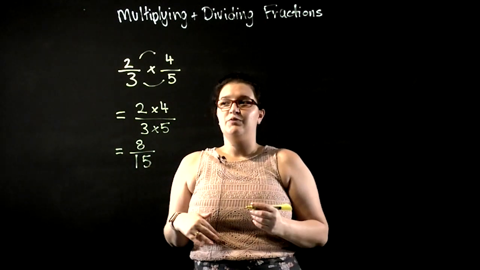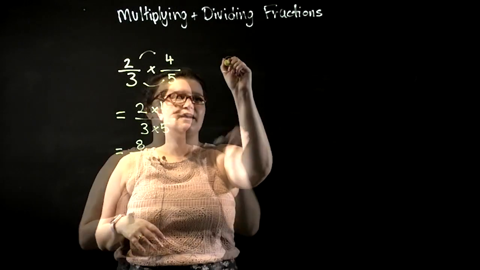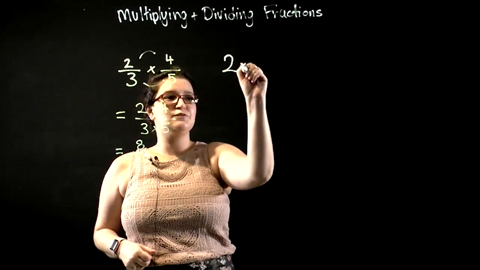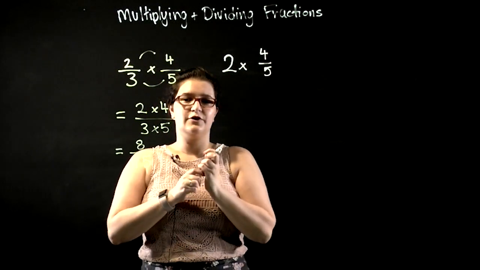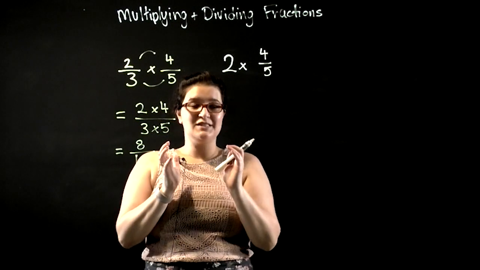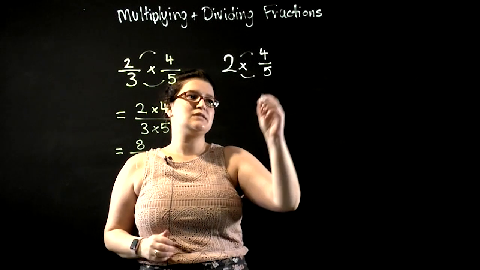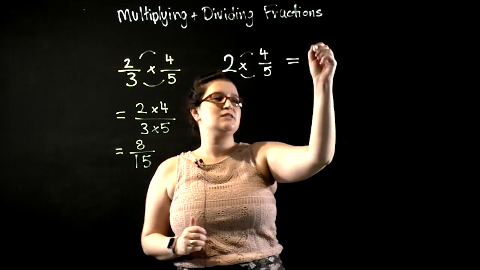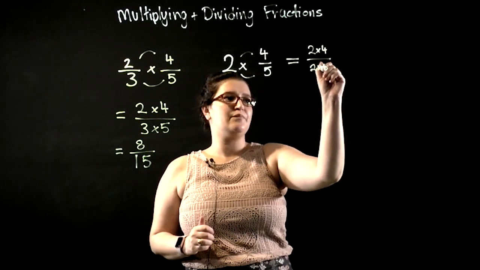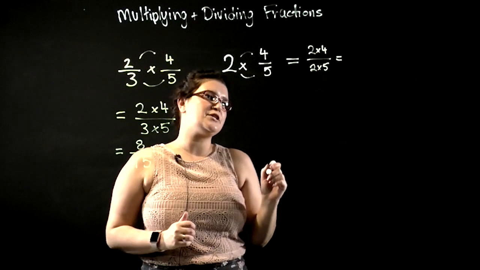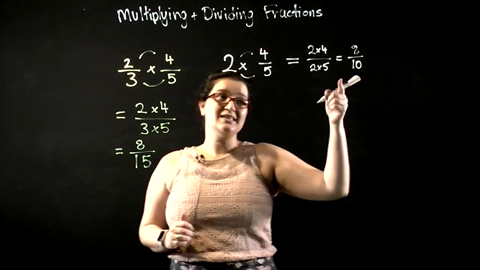A common mistake that people make is when we multiply a number by a fraction. So if I've got something like 2 times 4/5, a common mistake is to think the same thing, I multiply the top and I multiply the bottom, and we end up with a false statement, that it's 2 times 4 divided by 2 times 5, which is 8 over 10, which is less than 1.